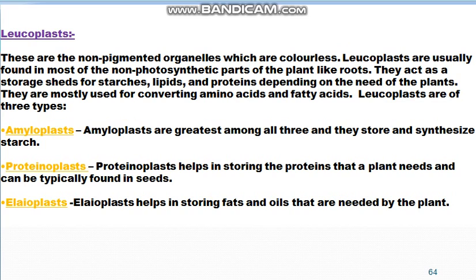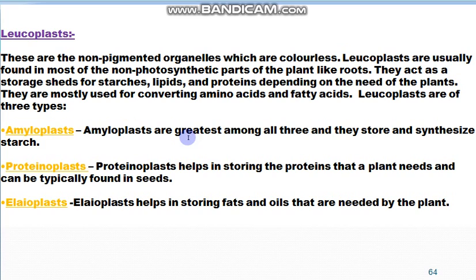It means that leucoplasts have no pigment, and so they are colorless, and leucoplasts are present in those parts of the plant where there is no photosynthesis, for example roots, and they play a role in the storage of starch, lipids and proteins depending on the need of the plants. And the three types of leucoplasts are: number one, amyloplasts.